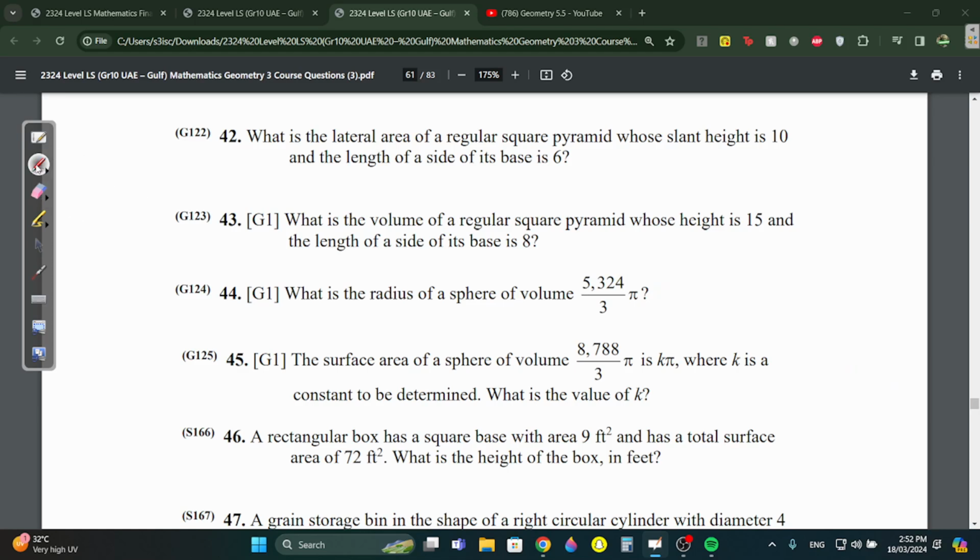45, surface area of a sphere. These are the same questions I saw in the quiz. That means they're definitely going to come in the computer exam. I think these grid questions will definitely, 100%, come in the computer exam.